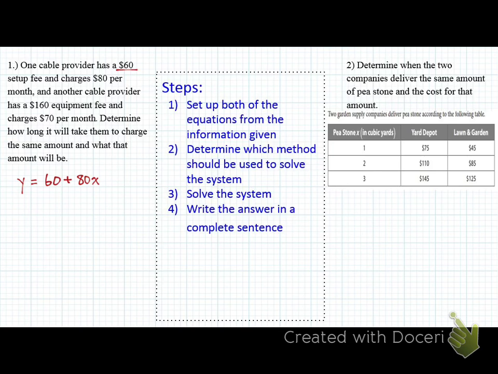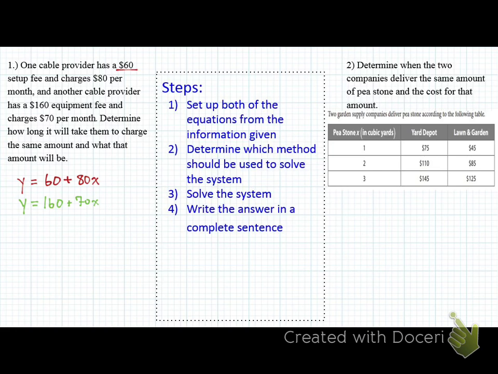Turn to your neighbors really quick and discuss. What would the second equation be for the second company if this is the first one? Okay, ready, set, go. Okay, so what would the equation be for the second one, everyone? y equals what? Or the total cost is how much? 160 plus 70x. Okay, awesome.